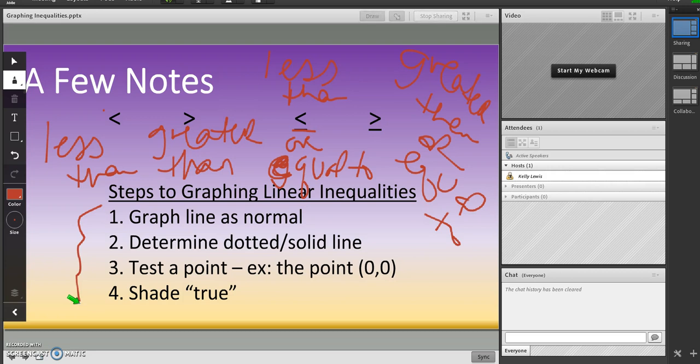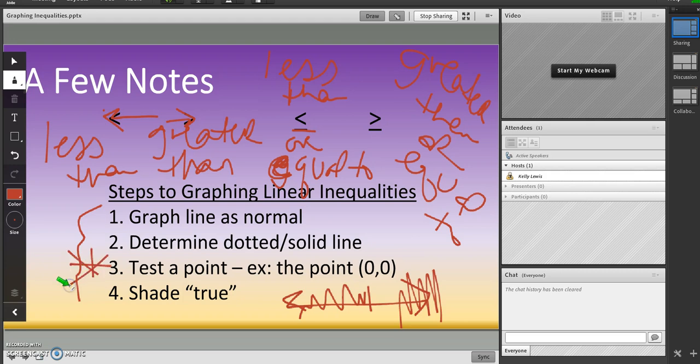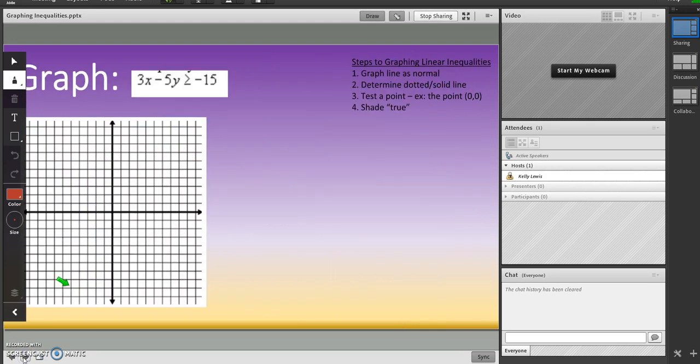Unlike when we just graph and shade this way, or maybe shaded this way, where the inequality points to where to shade, this one doesn't tell you where to shade. You have to test the point. Okay, so the first step is graph the line as normal.